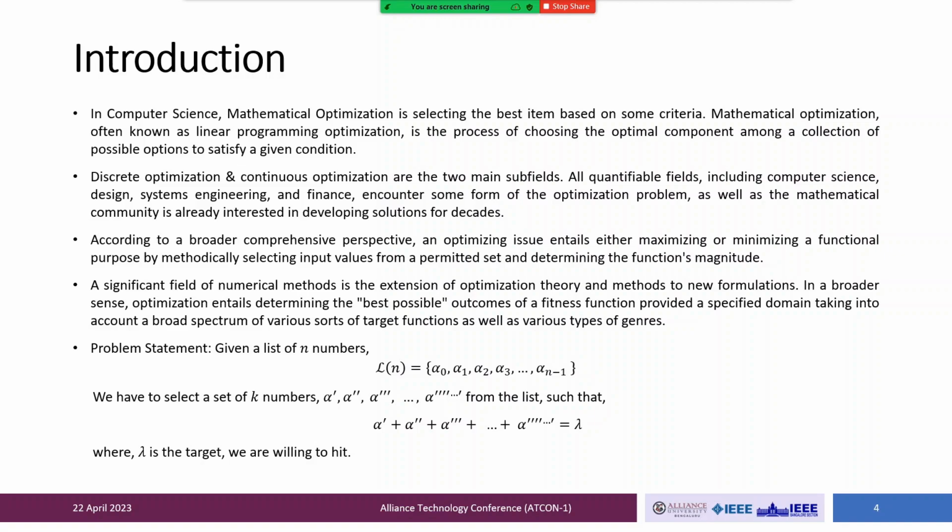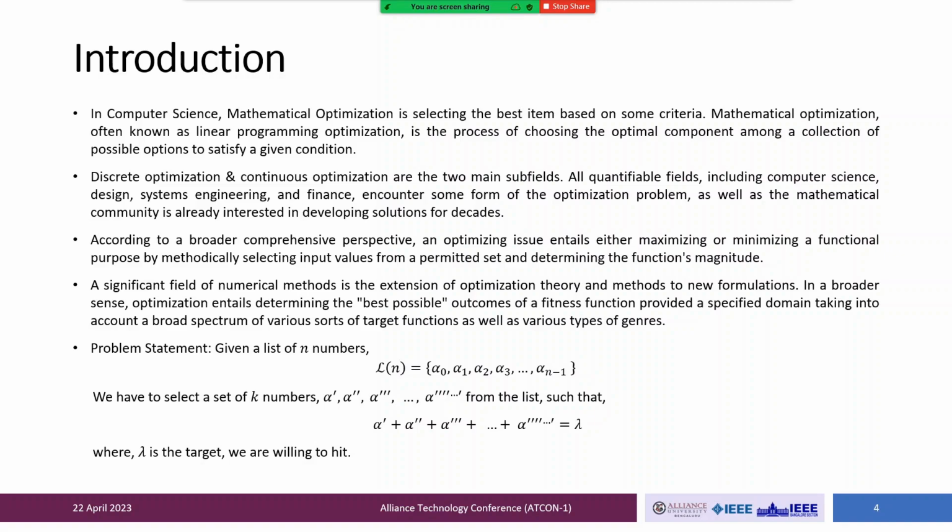Discrete optimization and continuous optimization are the two main subfields. According to a broader comprehensive perspective, an optimization issue entails either maximizing or minimizing a functional purpose by methodically selecting input values from a permitted set and determining the function's magnitude. A significant number of numerical methods is available for this optimization.